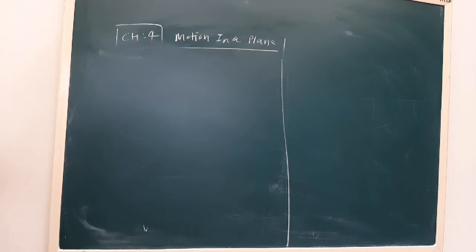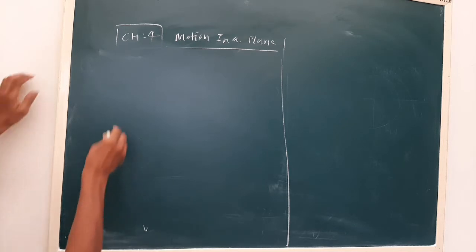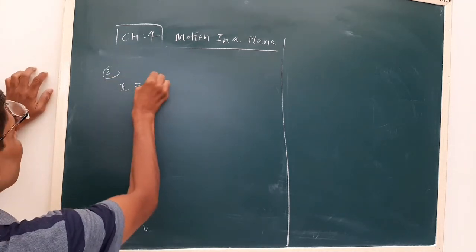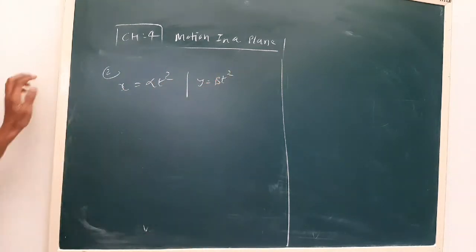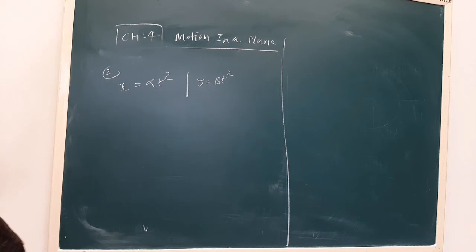Now see, the coordinates of a particle are x is equal to alpha t square, y is equal to beta t square. This is again a 2-dimensional motion. We have to find out the magnitude of the velocity.